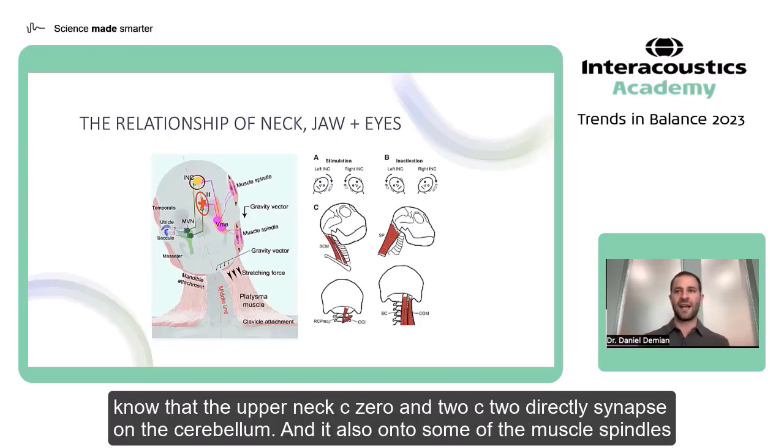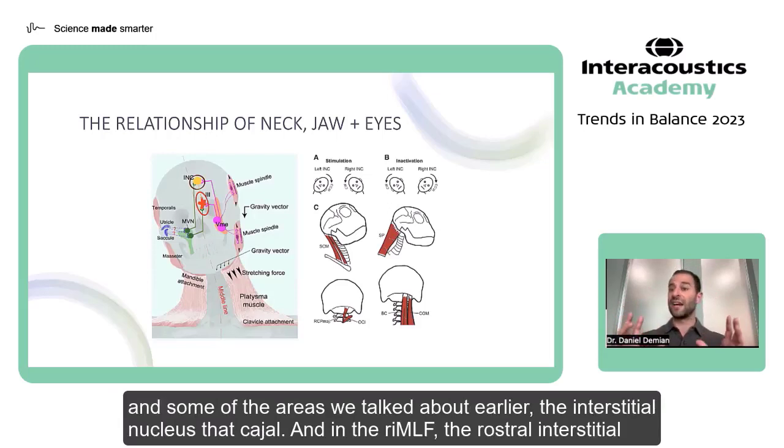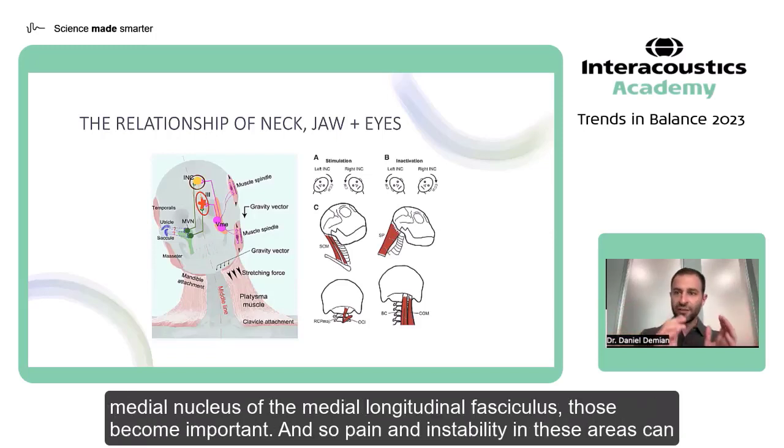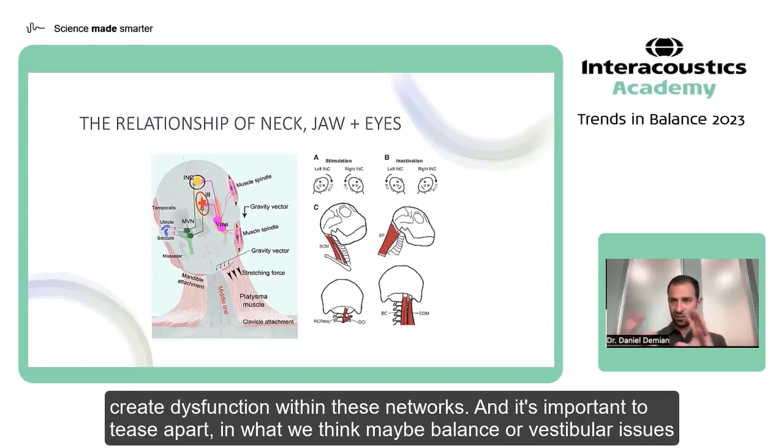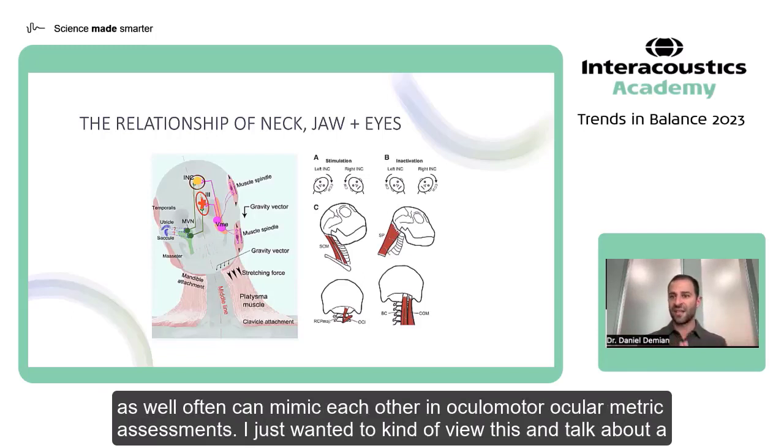And we know that the upper neck, C0 to C2, directly synapses on the cerebellum, and also onto some of those muscle spindles, into some of the areas we talked about earlier, the interstitial nucleus of Cajal and the RIMLF, the rostral interstitial nucleus of the medial longitudinal fasciculus. Those become important. And so pain and instability in these areas can create dysfunction within these networks. And it's important to tease apart what we think may be balance or vestibular issues, as often they can mimic each other in oculomotor assessments.